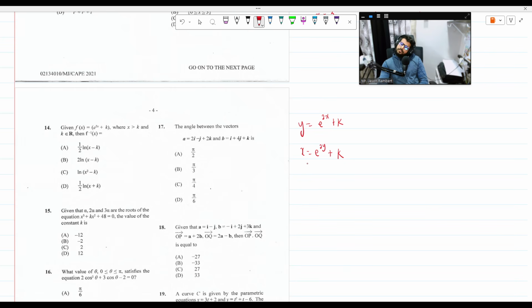Move it around. x minus k is equal to e to the 2y. Take ln, which is equal to 2y ln e. So ln of x minus k over 2 is equal to y. The answer is ln of x minus k over 2, which is A.